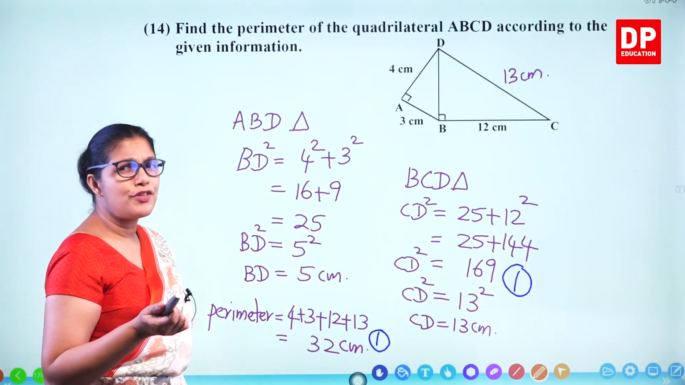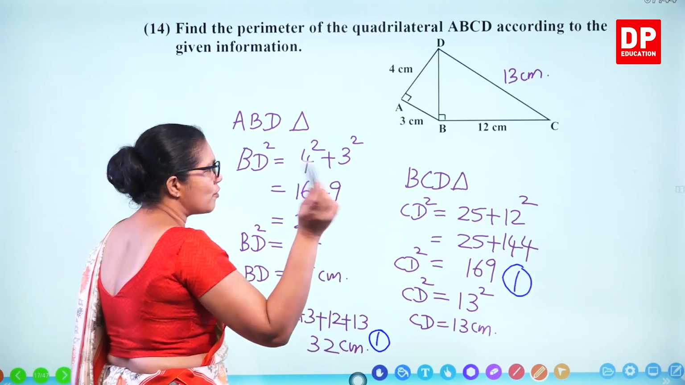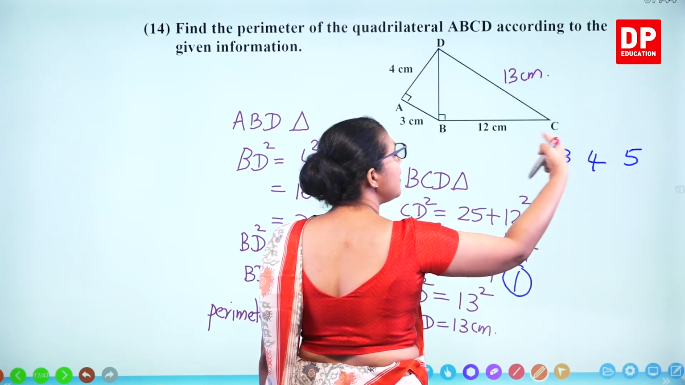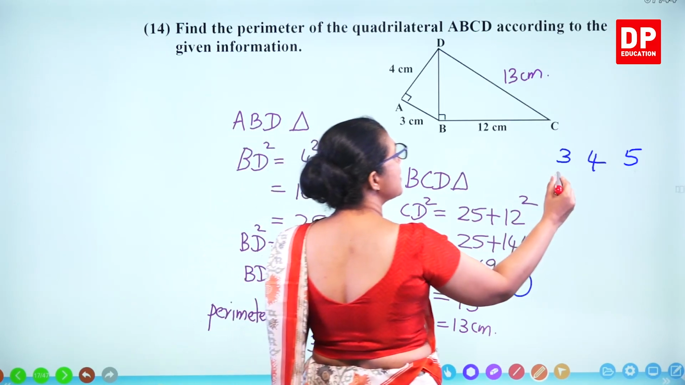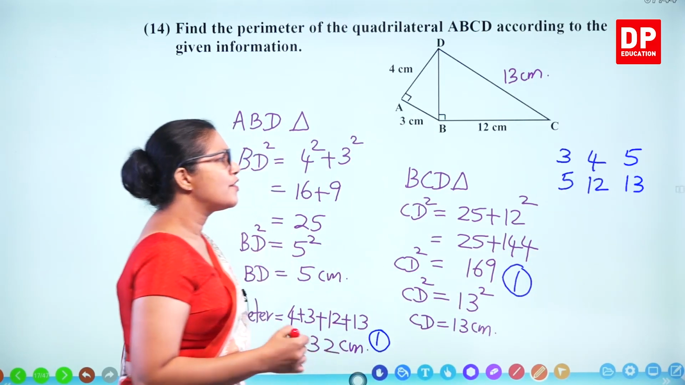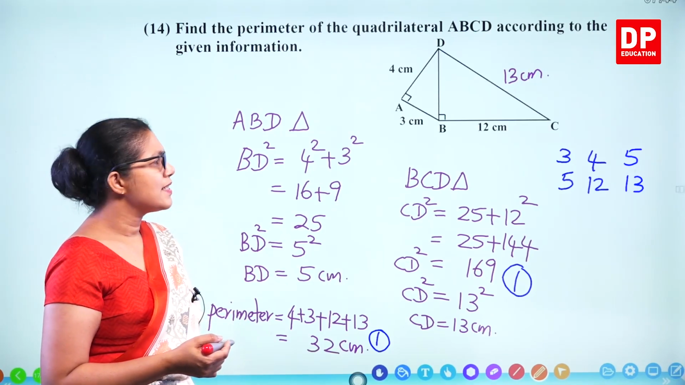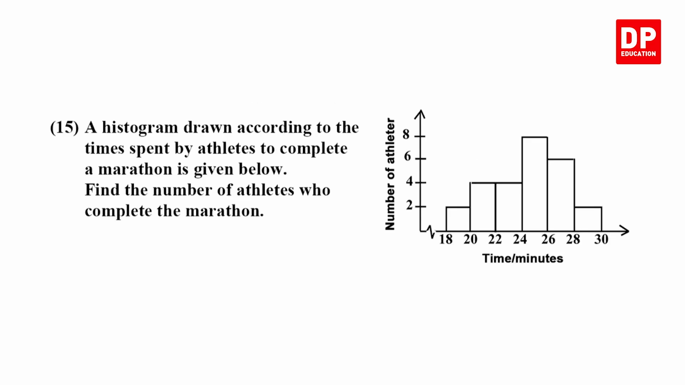If you know Pythagorean triplets, you don't have to use the Pythagoras theorem and find out. What are the triplets? 3, 4, 5, and any multiple, it works. Another triplet is 5, 12 and 13. So if you know Pythagorean triplets, you can straight away find out that's 13 centimeters. Now you can try 15 to 20 and we'll do it separately.